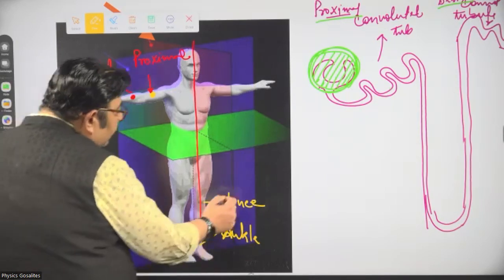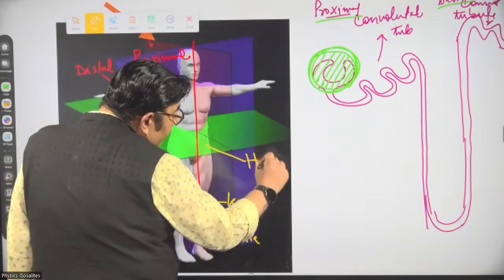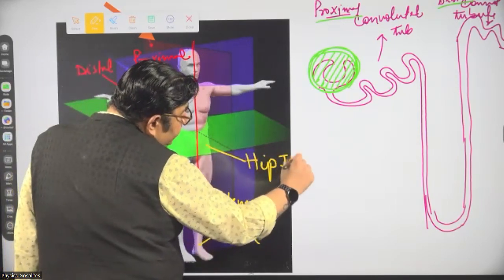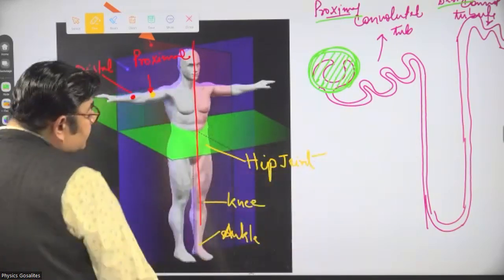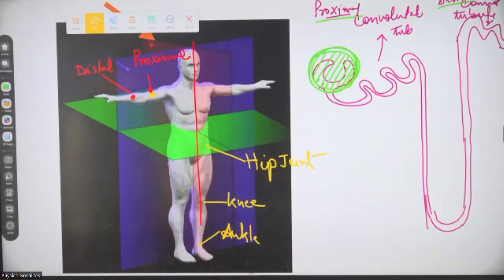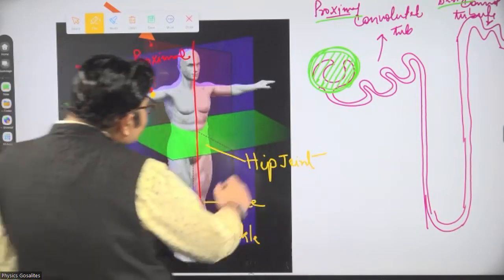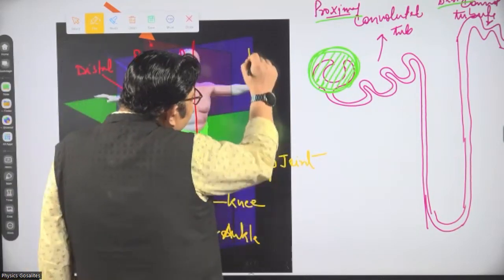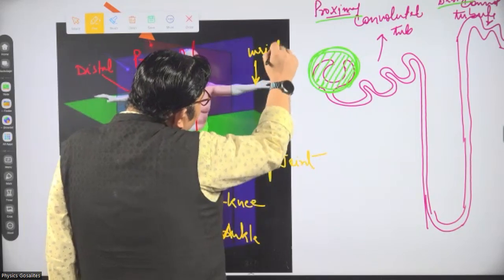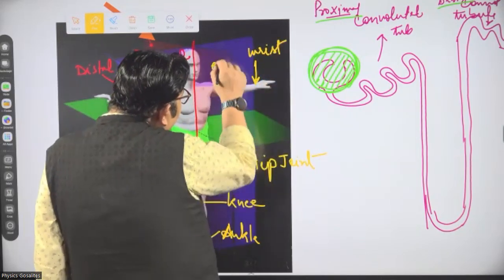If I compare the knee with the hip joint, I can say that the hip joint is proximal to the knee joint. In the same way, if I say this is my wrist and this is my elbow.